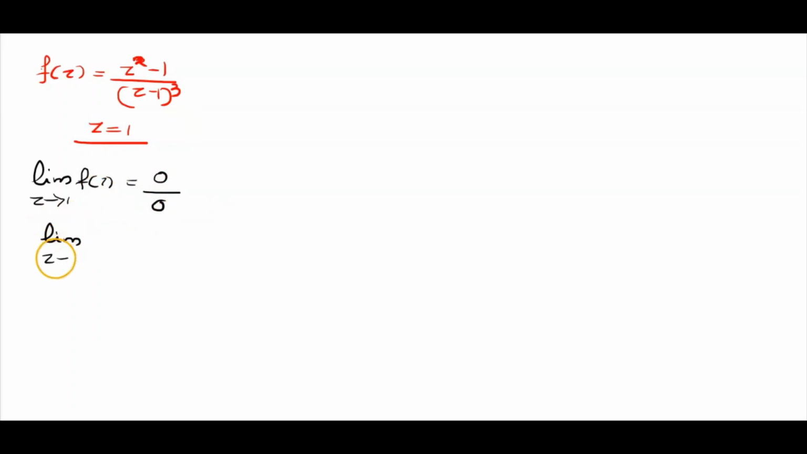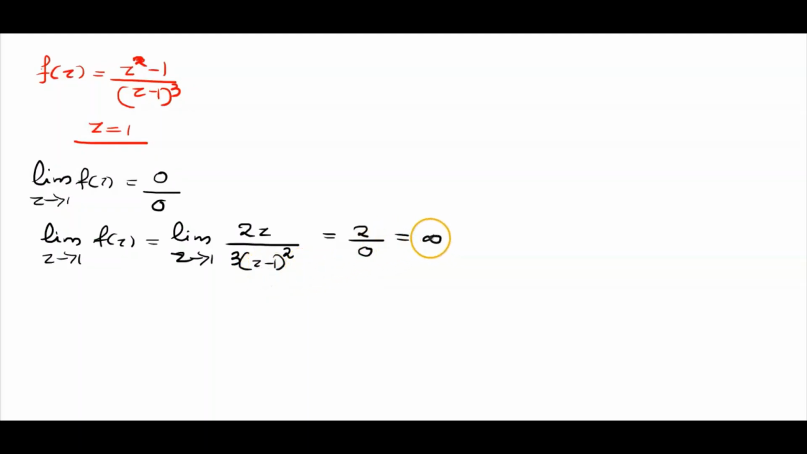That means differentiate. Limit z tends to 1 of f of z equals limit z tends to 1 of: differentiate the numerator, z square minus 1, whose derivative is 2z, and the denominator z minus 1 all cube, whose derivative is 3 into z minus 1 all square into 1. Now put z equal to 1, we get 2 by 0, that is infinity. So this is a pole. And how to find the order of the pole? There is no need to find the Laurent series expansion. It is easy to find the order of the pole.